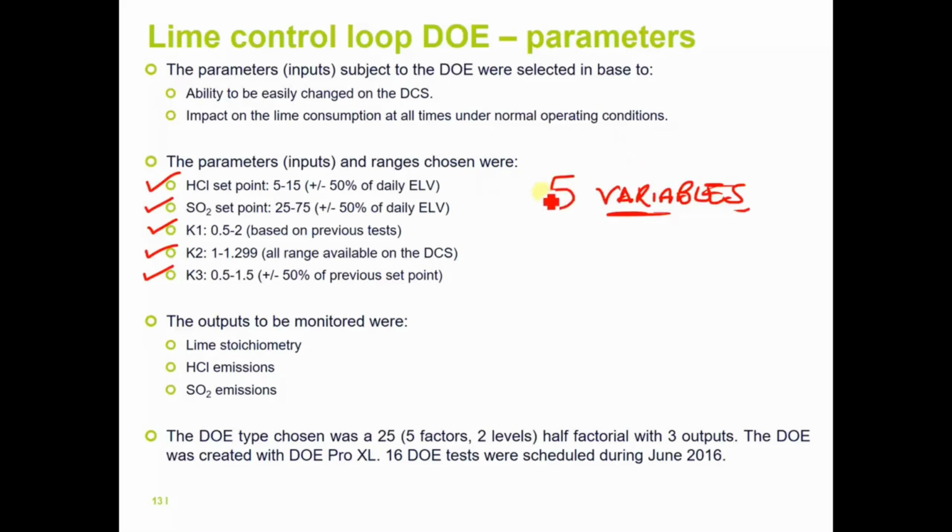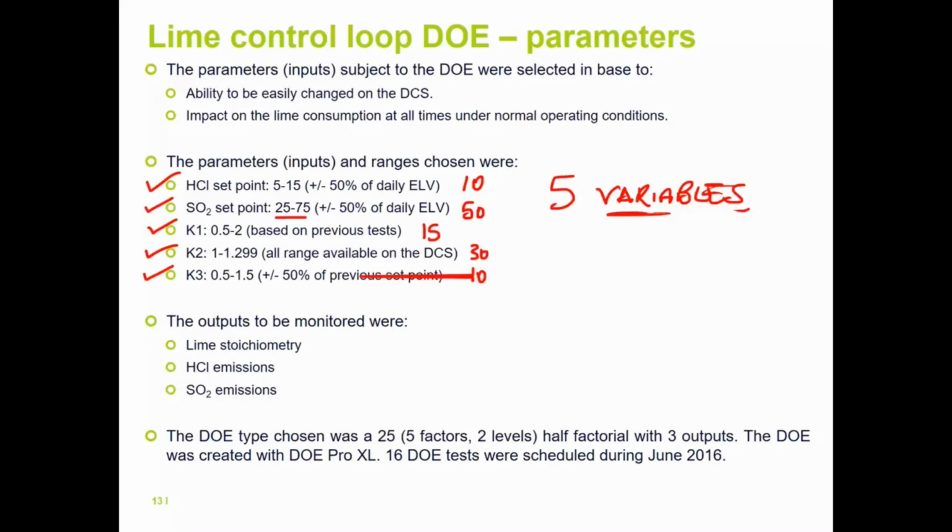Now let's just look at this thing. The HCl set point is going to go from 5 to 15. So there are 10 settings there. The SO2 set point is going to go from 25 to 75. There are 50 choices there. The K1 is going to go from 0.5 to 2. So what's that? That's 15 different places we could set this thing. Then we're going to go from 1 to 1.299. So how many settings would that be? It's approximately 30 places we could set that. And finally, there are 10 places at the end.